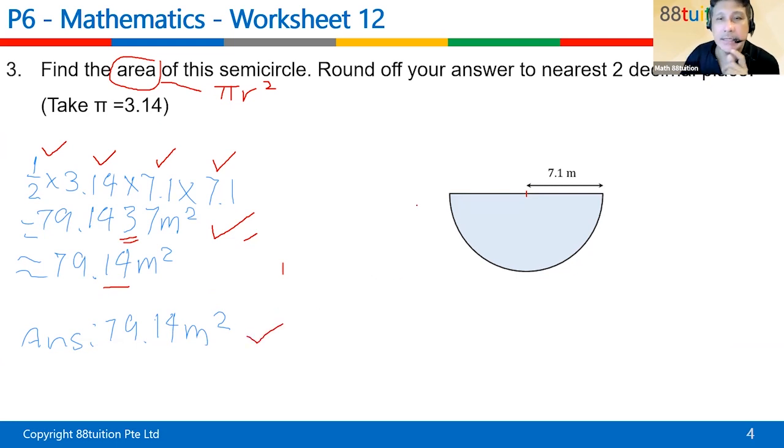Notice that in this question, do we need to add the line? No need. Why? Because the formula is for area. And what is the meaning of area? Area means the formula will factor in the space. So it is actually the space on the inside. So when you use the formula, you already get the space on the inside. So there is no need to actually calculate the line. The whole space inside is already accounted for. All right, so this is correct. Well done.